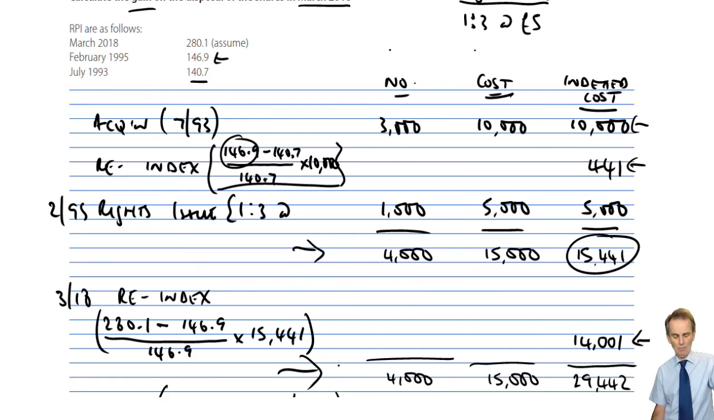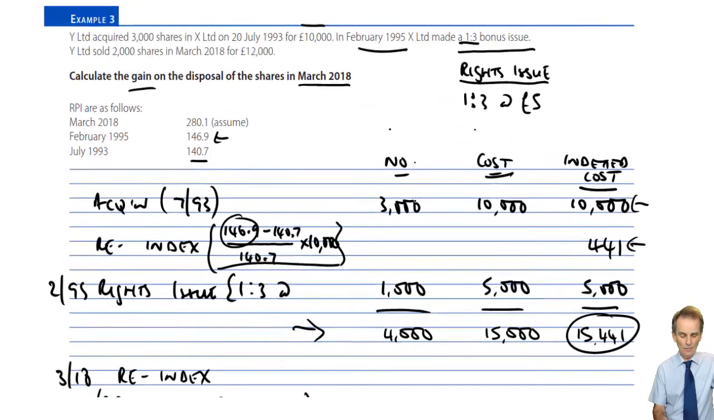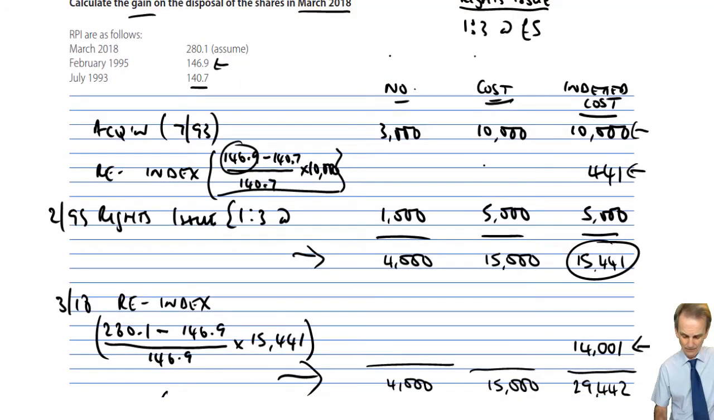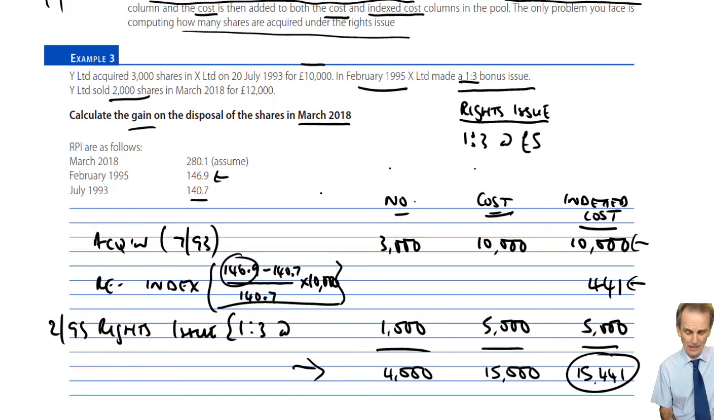So with that information, you've then got to deal with the disposal. We were told that Y Limited sold 2,000 shares, that is 2,000 out of these 4,000 shares, and they were sold for £12,000. So you now do your gains calculation on this and see what you get. Again, please do pause at this point. I want you to do that calculation and see what you come up with. Be careful, you have been warned.